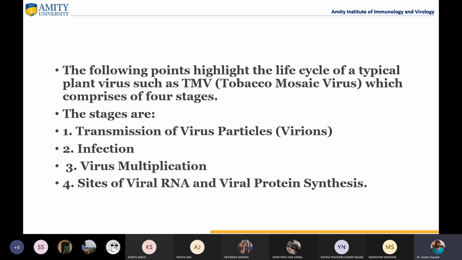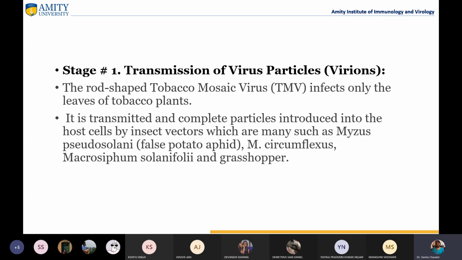I'm taking an example, the simplest one, the first virus which was identified. The first stage is the transmission of virus particles. The second stage is infection. The third stage is virus multiplication. And fourth is the sites of viral RNA and viral protein synthesis, how it takes place in the host cells.